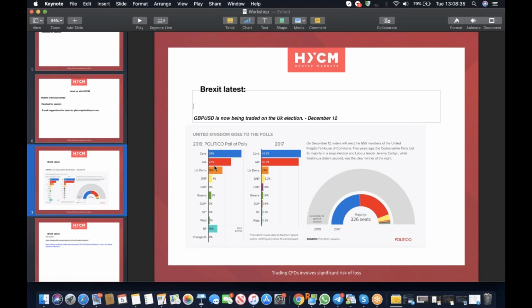So a Lib Dem Labour coalition, if they agree to be together, which they're not agreeing at the moment and are unlikely to, but that could result in pound strength. So this is the poll at the moment.